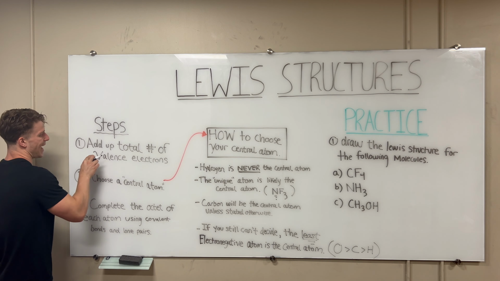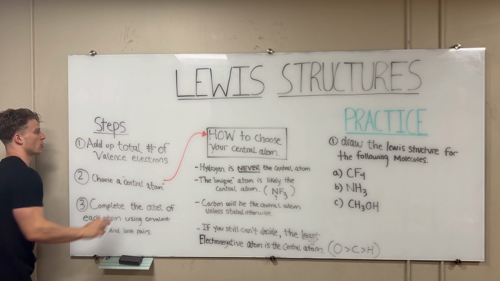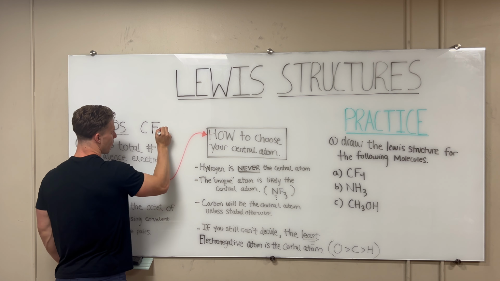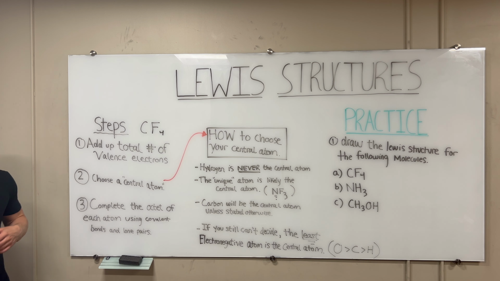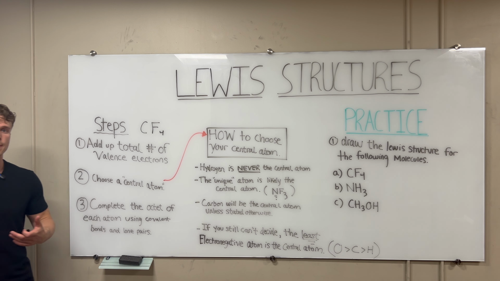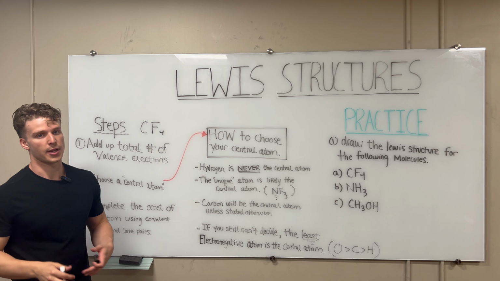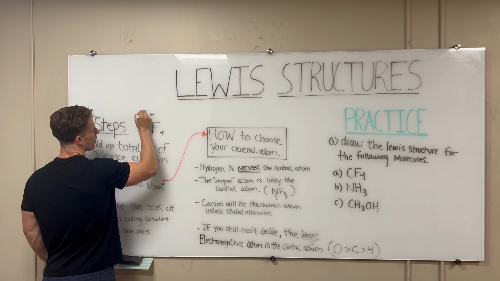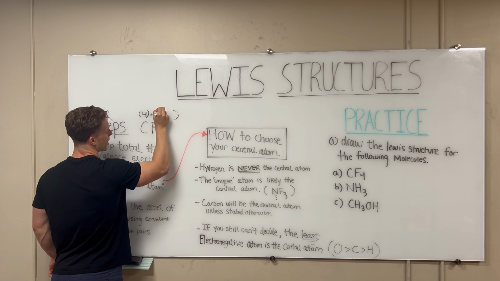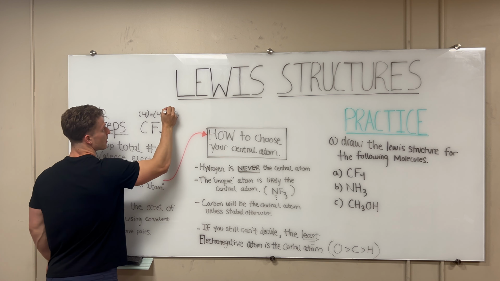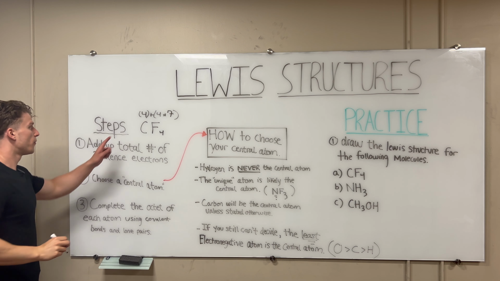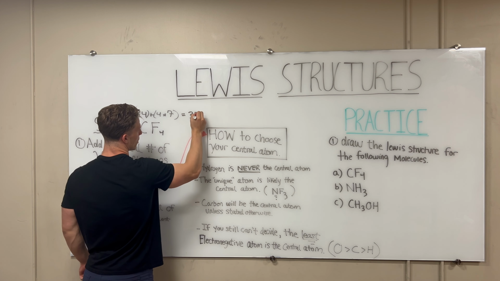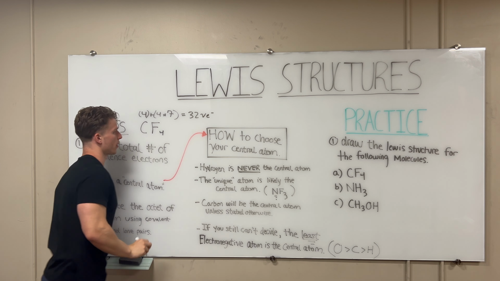Now step 1 says to add up the total number of valence electrons in that molecule. So we have C, we have 4 fluorines. To add up the total number of valence electrons, we can use the periodic table. If you're unsure how to do that, check out my video on valence electrons. So carbon's going to have 4 valence electrons. There are 4 fluorines. Each fluorine has 7 valence electrons. So 4 plus 28, we're going to have 32 valence electrons to work with.